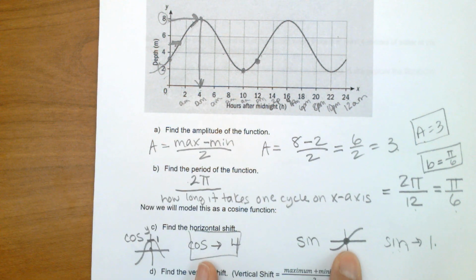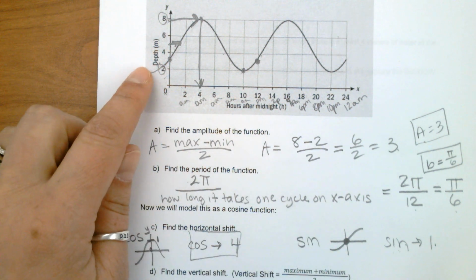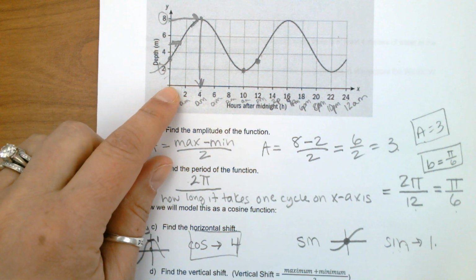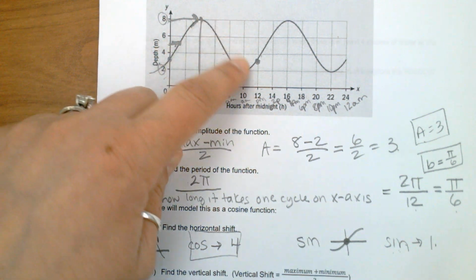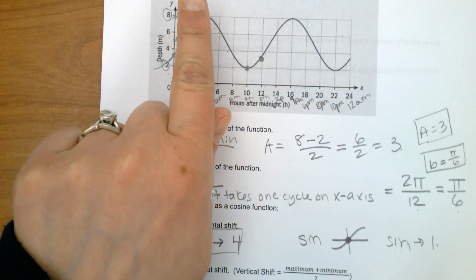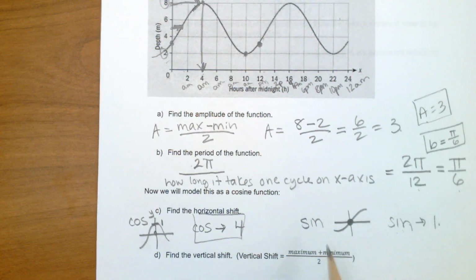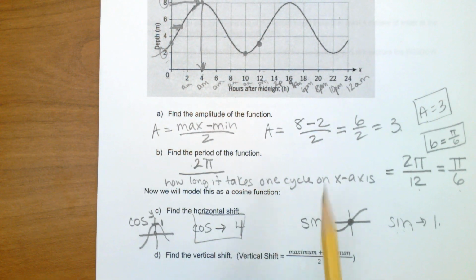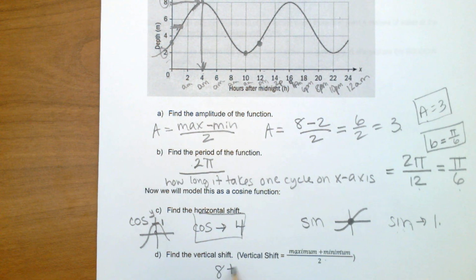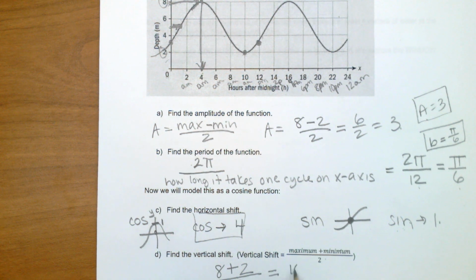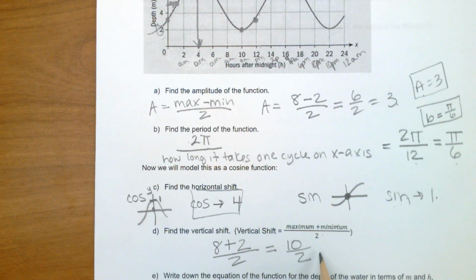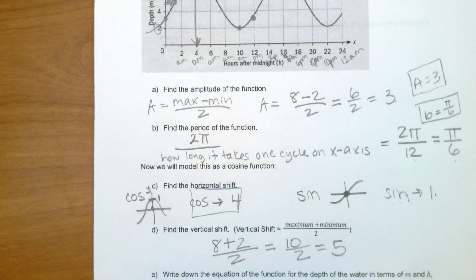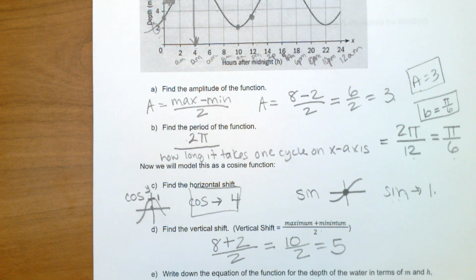It doesn't matter if it's sine or cosine, the original graph crosses the x-axis. This graph does not cross the x-axis. It has been shifted up. And there is a nifty little formula, which kind of reminds us of amplitude. We just take the maximum, which was 8, add it to the minimum, which was 2, and divide by 2. And when we get that, we get 10 divided by 2, and that is going to be 5. So that is going to be our vertical shift.